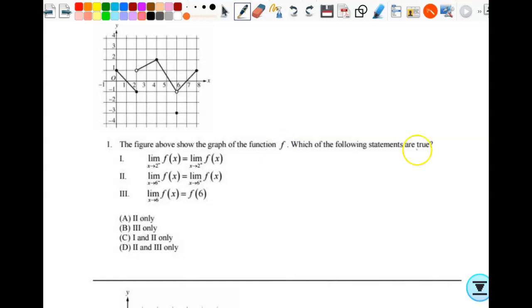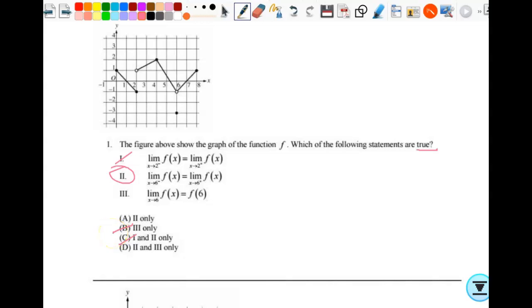Which of the following statements are true? All right, so this says the limit as x approaches 2 from the left is equal to the limit as x approaches 2 from the right. Do we think that's true? No, because they approach 2 different things. So Roman numeral 1 doesn't work, which means I can also mark out C, right? Then the limit as x approaches 6 from the left and 6 from the right, that's equal. Do we agree with that? Yes, so we like 2, which means we can eliminate B.